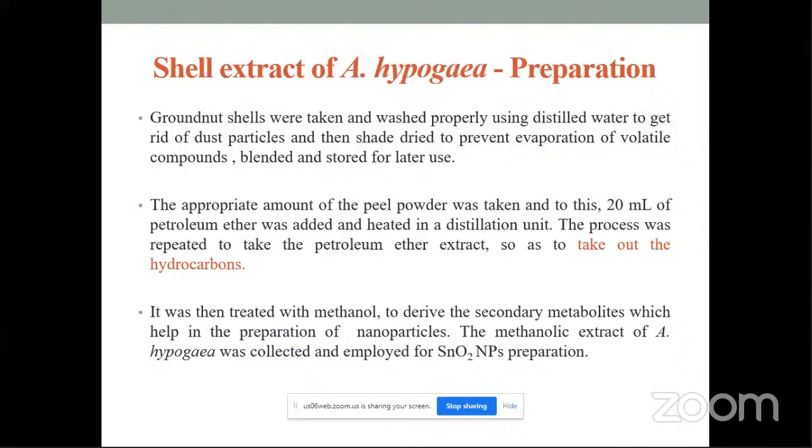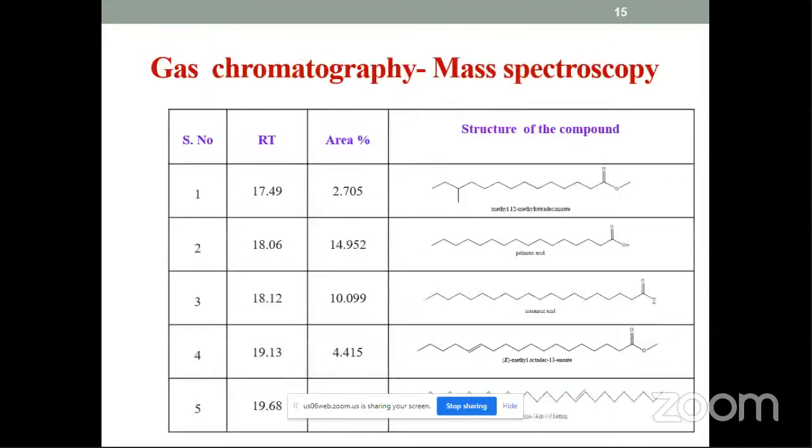ml of petroleum ether, because this is a must to take out the hydrocarbons. Then we treated it with methanol. The secondary metabolites help in the preparation of the nanoparticles. So this is how we are going to make the nanoparticles.